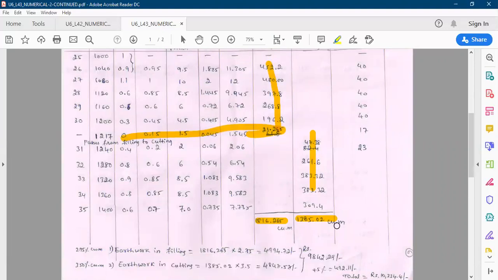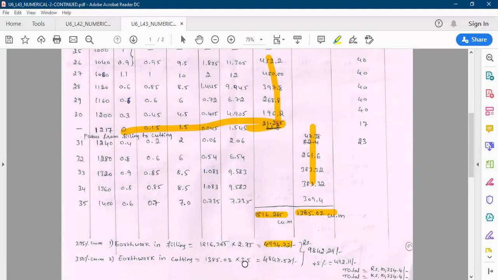Now we have to multiply the rates. The rate for filling is 275 rupees per 100 cubic meter, that is 2.75 rupees per cubic meter. So multiply 1816.265 by this, and you can get this amount. Similarly, the rate is 350 rupees per 100 cubic meter, that is 3.5 rupees per cubic meter. Multiply with this value, and we can get these two amounts.